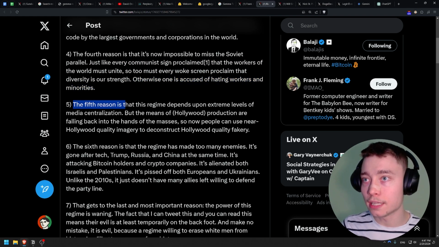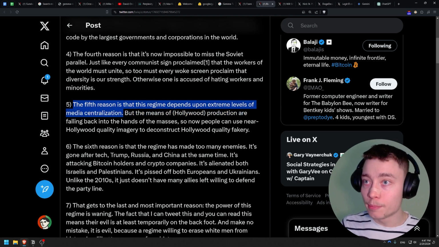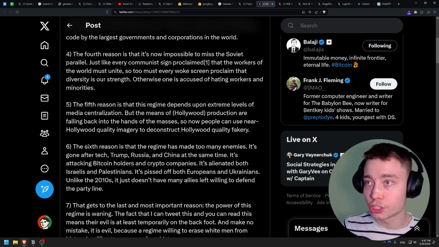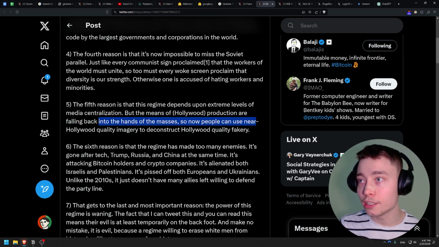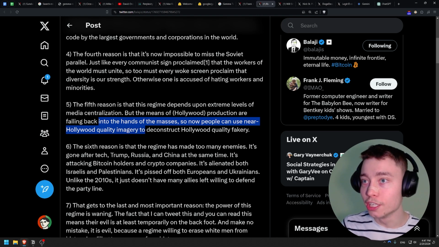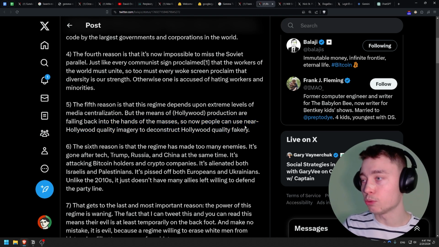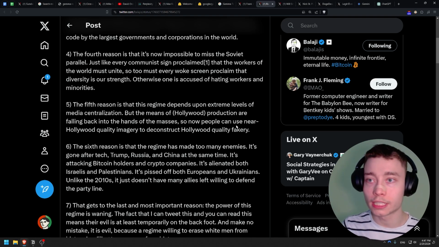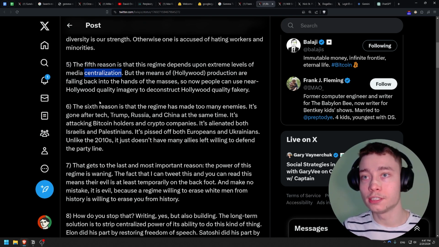The fifth reason is that this regime depends upon extreme levels of media centralization. But the means of Hollywood production are falling back, shout out Sora, so now people can use near Hollywood quality imagery to deconstruct Hollywood quality fakery. And yeah, I guess part of the reason why the response against Sora was so negative is because the power from centralized hands is going back to our hands, the people's hands.